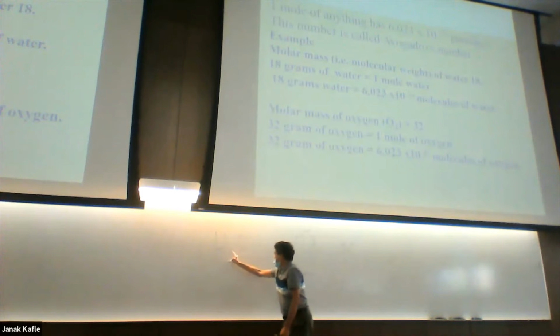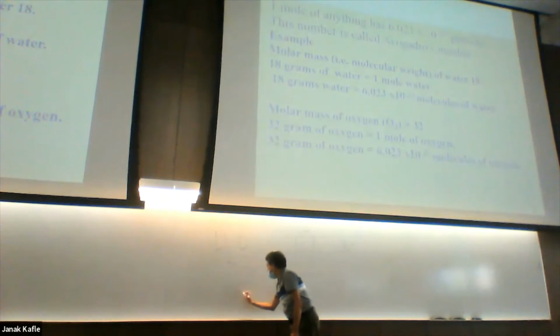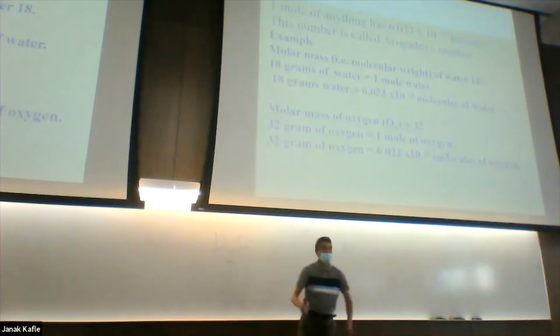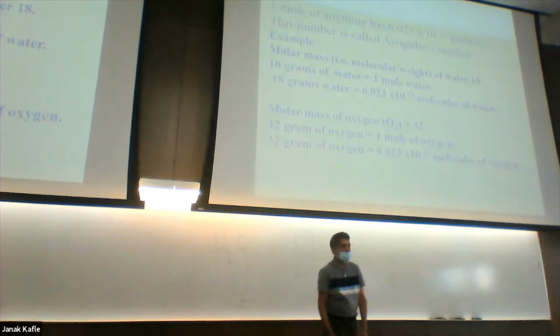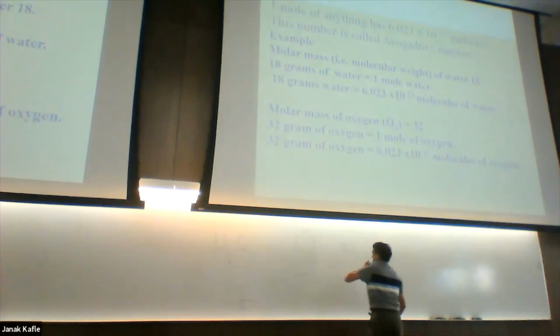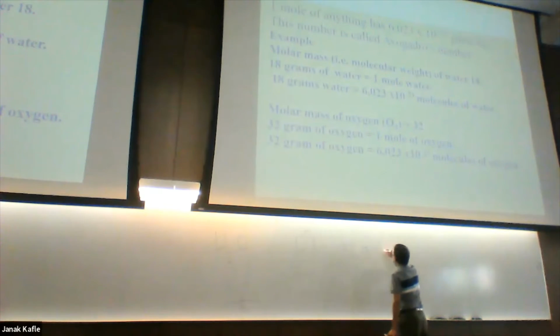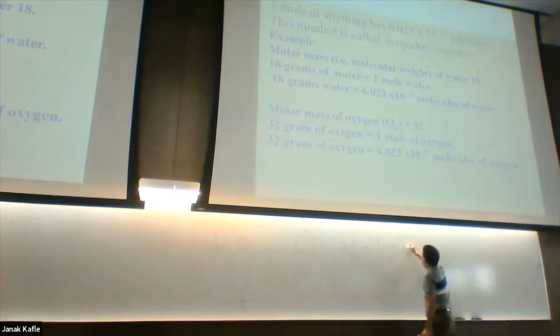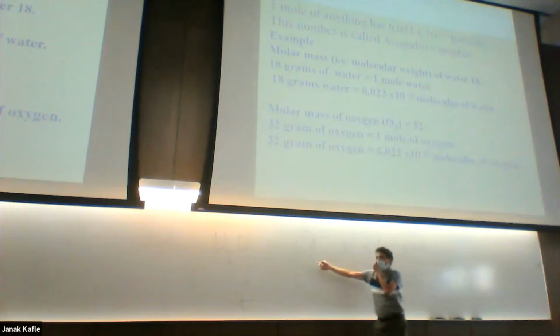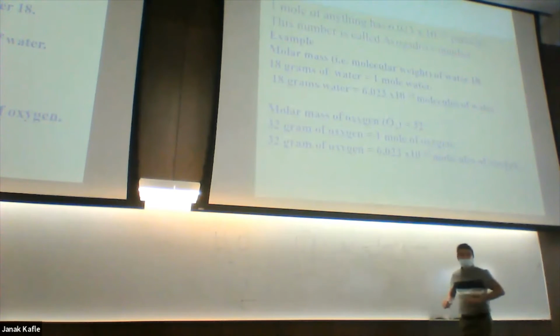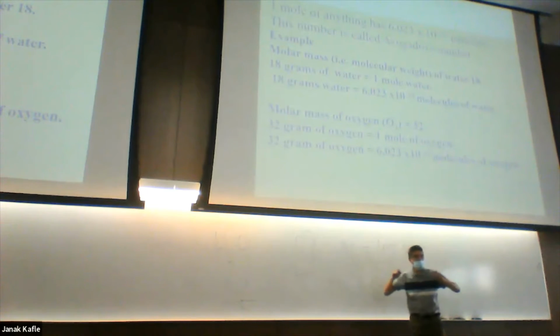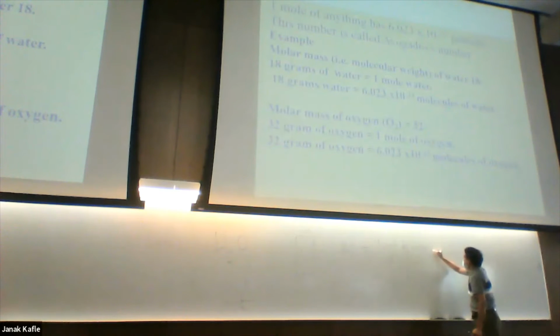So this is 1, 2. Now this gives 16. So add all. So that is 18, right? So the molecular mass of water is 18 gram. Make sense? So I have 18 gram of water in this bottle. That means I have 1 mole of water. So you can say either I have 18 gram of water in this bottle, or you could say I have 1 mole of water in this bottle, because 18 is the molecular mass of the water, right? Make sense?